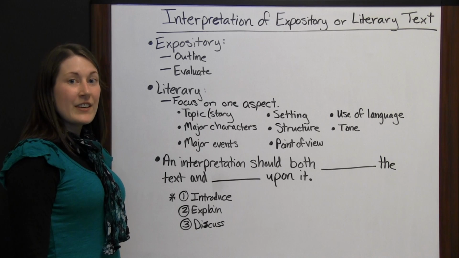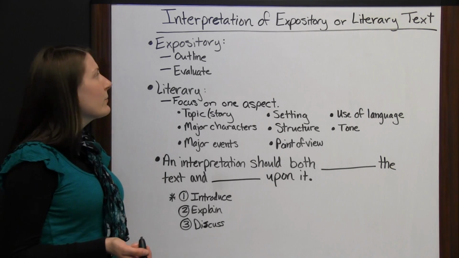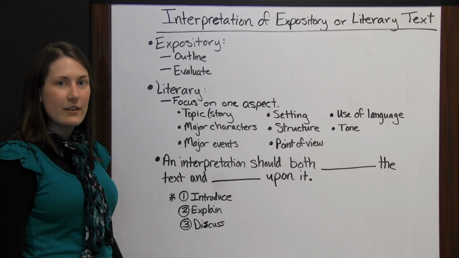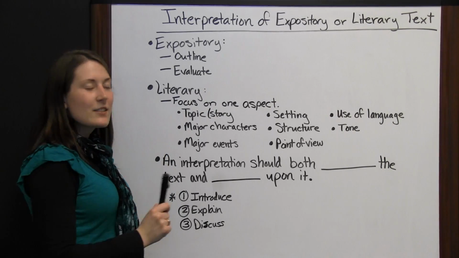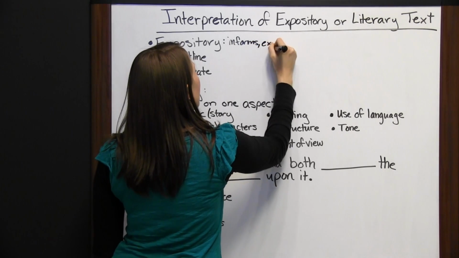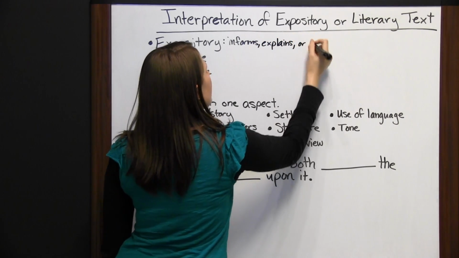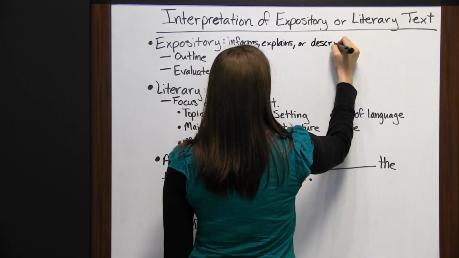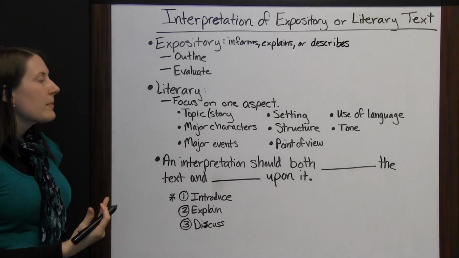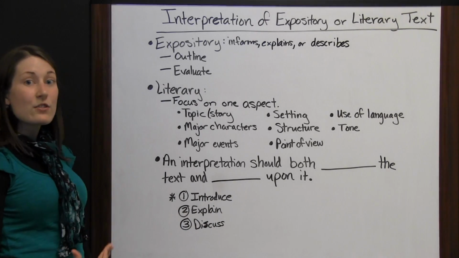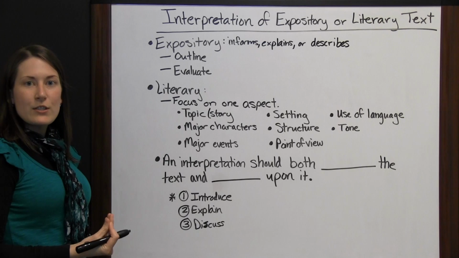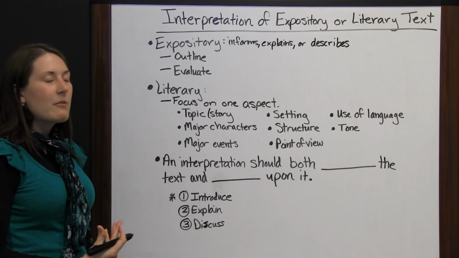Interpretation of expository or literary text. Well, to determine what your interpretation of a work is going to be, first let's refresh ourselves on what expository and literary text are. Expository writing is going to be something that informs, explains, or describes. It's going to be very cut and dry. There's not a plot. It's basically there to explain something to you, tell you how to do something, give instructions. A science research paper would be an example. Baking instructions for baking a cake. Anything like that would be expository.